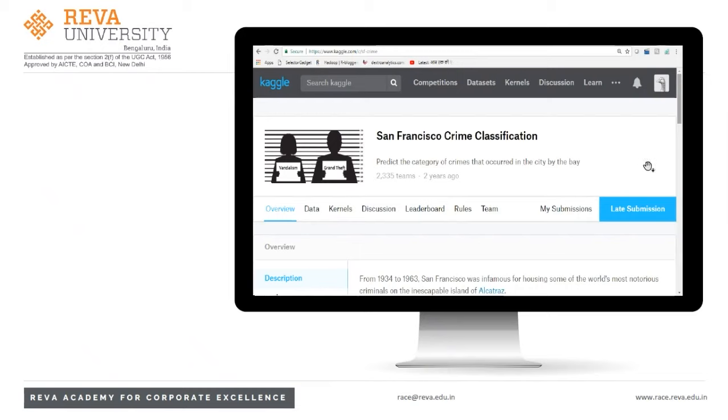Now, let me just introduce you to the data set, because analysis and such things come later. Even before we go into the realm of analysis, we want to understand what the data set is all about. San Francisco was infamous for housing some of the world's most notorious criminals in the inescapable island of Alcatraz. San Francisco was traditionally considered to be a hotspot in the United States of America as far as crime and incidents of crime is concerned.